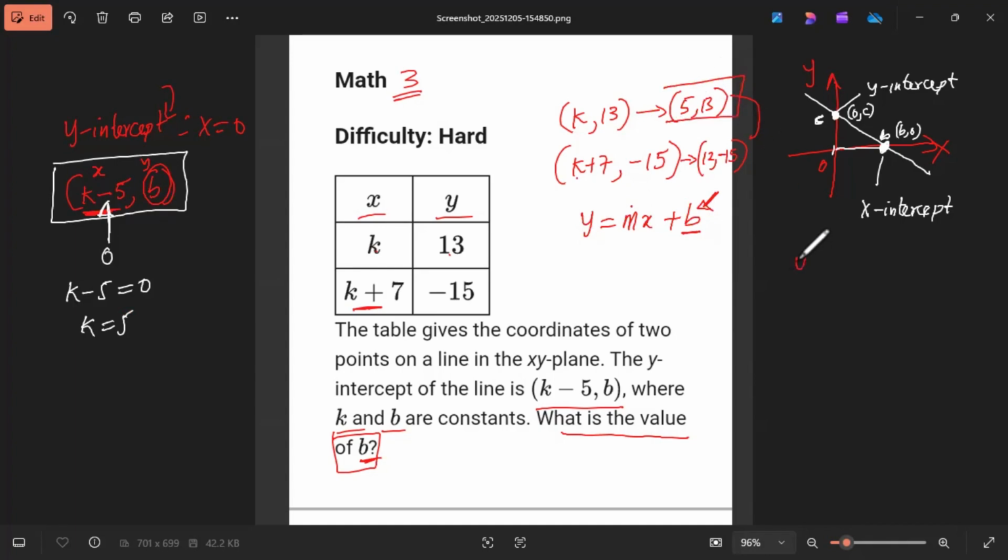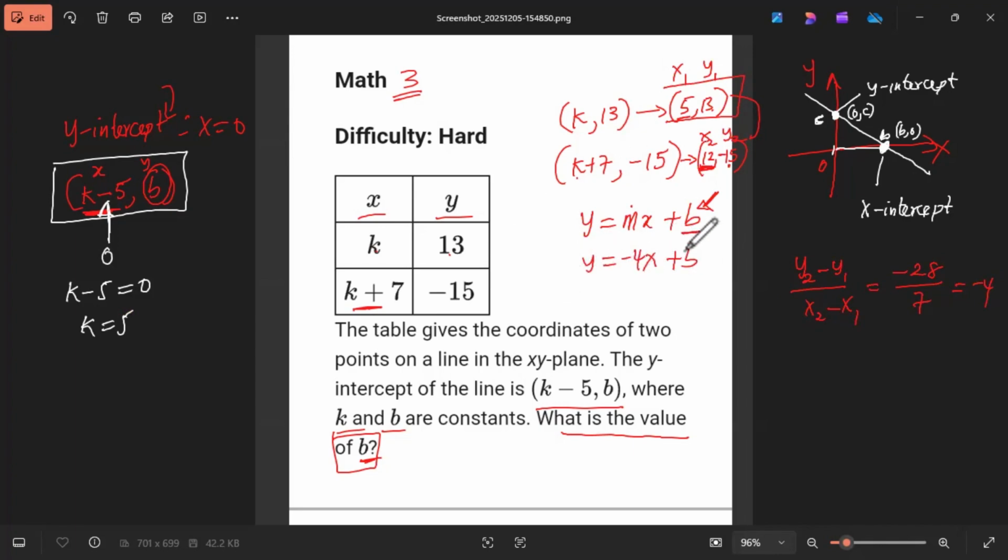So remember, slope is y2 minus y1 over x2 minus x1. So these are your points. So this is like your x, this is like your y, and this is like your x, this is like your y. So this can be your x1, y1, x2, y2. So minus 15 minus 13 will give us minus 28, and 12 minus 5 will give us 7, and that will give us minus 4. So the slope is minus 4. So we have minus 4x plus b equal to y.